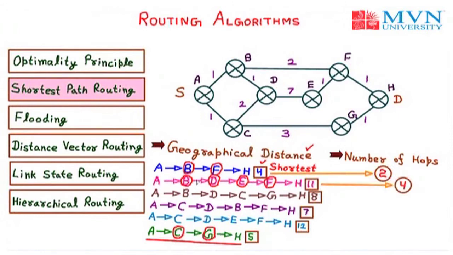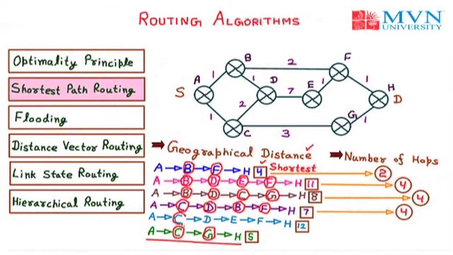Now the next path we have B, D, C and G. That is equal to 4. Now again for the similar path, the in-between routers are again 4. In the next we have C, D, E and F. That is equal to 4. And the last one we have C and G, that is equal to 2.